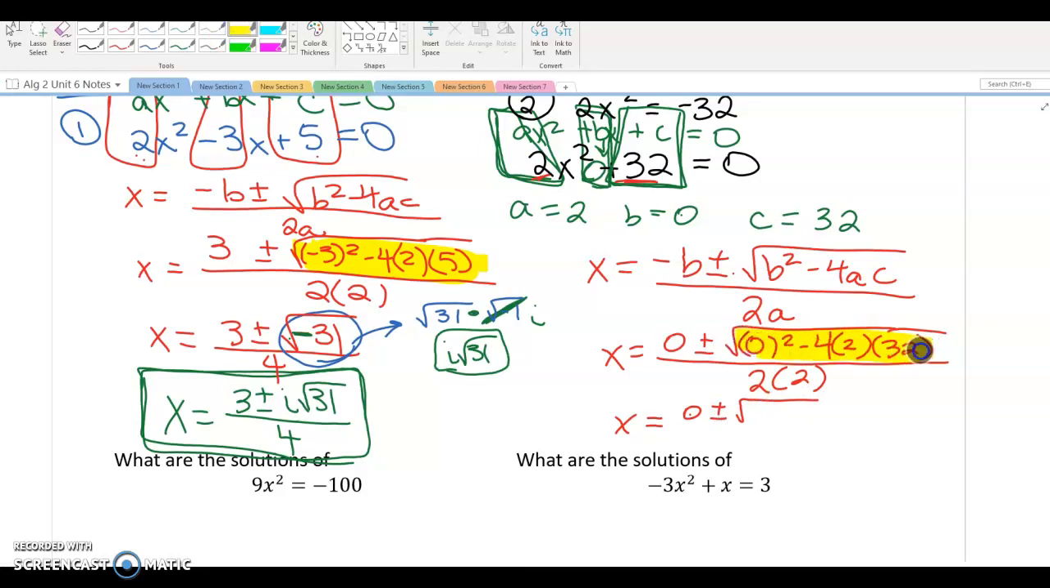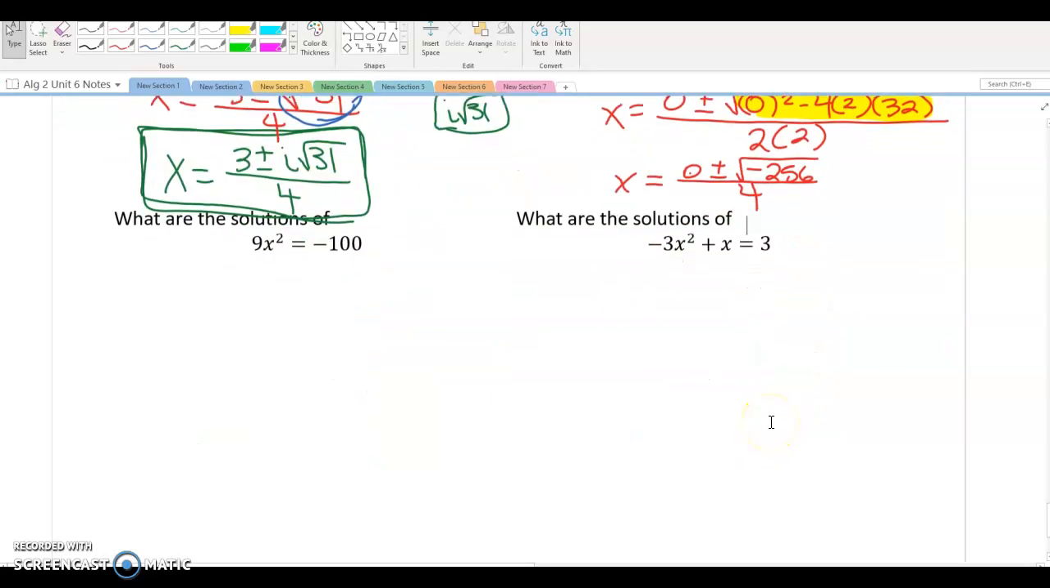So 0 squared minus 4 times 2 times 32. And it gives us what? A negative 256. 256 all over, what is 2 times 2? 4. And with this program, I don't know how to scoot my problem over, so I'm going to come out to the side here and drop it down.